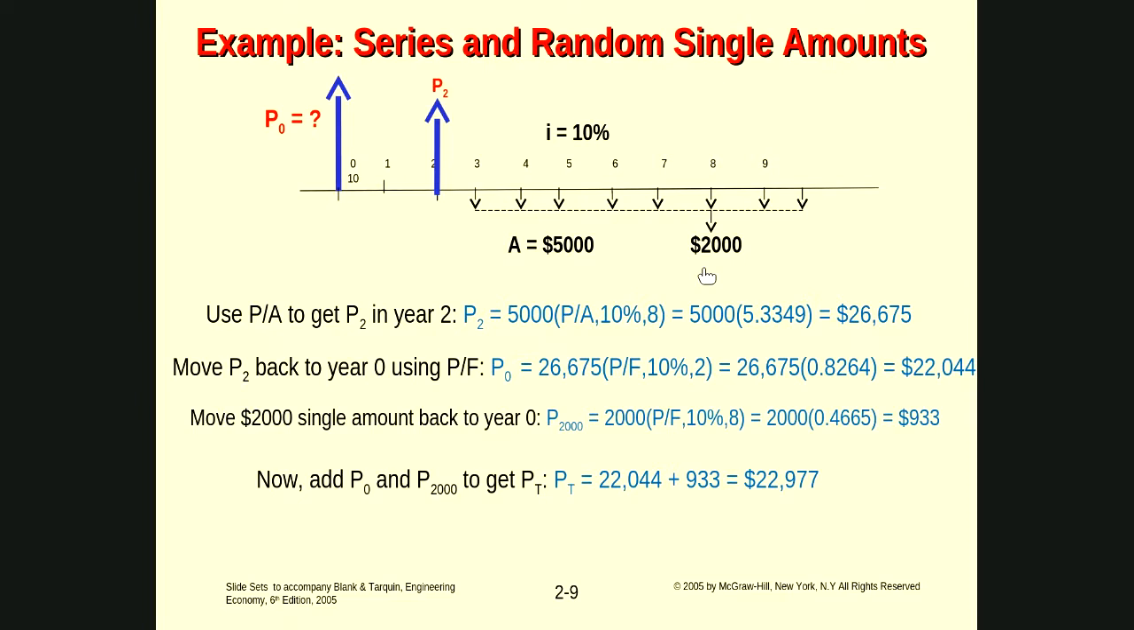But the 2000 was a single value لحالها، يعني قيمة لوحدها. You deal with that only as a single value. You have to convert it to the present. After you convert the 5000 annual to present and you convert the 2000 future to present, then you can add them all together.